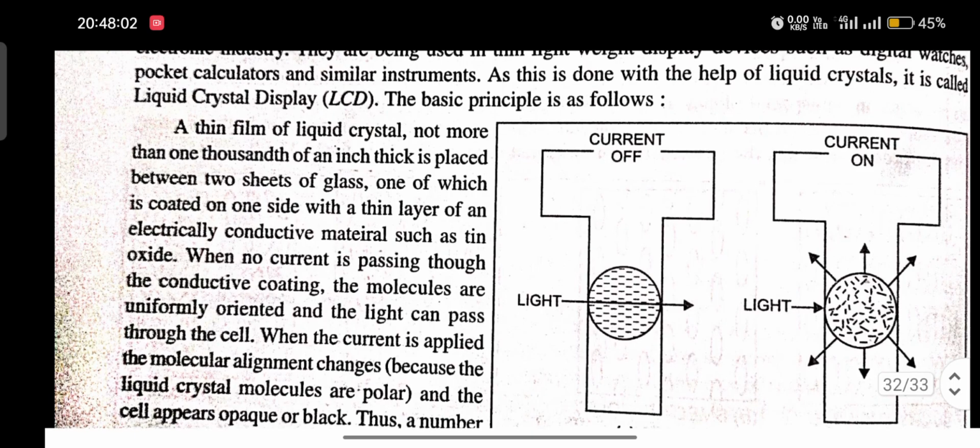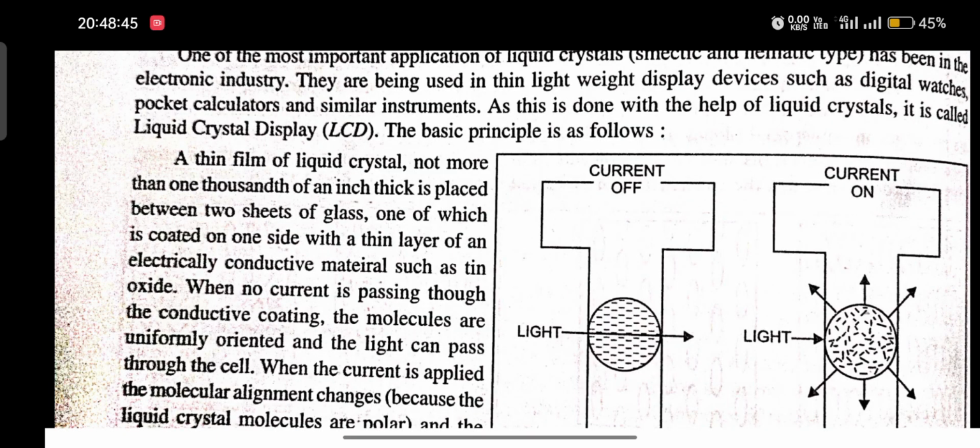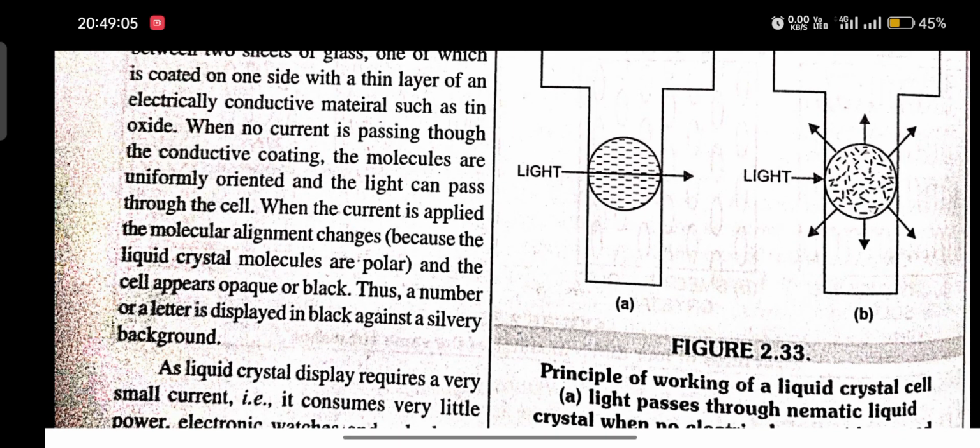The basic principle is as follows: a thin film of liquid crystal, not more than one thousandth of an inch thick, is placed between two sheets of glass, one of which is coated on one side with a thin layer of an electrically conductive material such as tin oxide. When no current is passing through the conductive coating, the molecules are uniformly oriented and light can pass through the cell. When current is applied, the molecular alignment changes and the cell appears opaque or black. Thus, a number or a letter is displayed in black against a silver background.